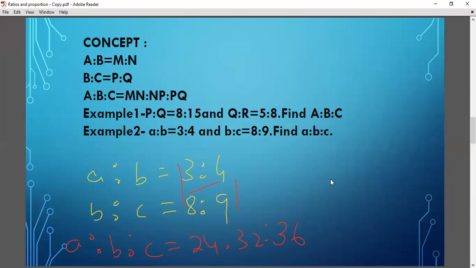So we can simplify this further as 6 is to 8 is to 9. So the final answer will be 6 is to 8 is to 9.